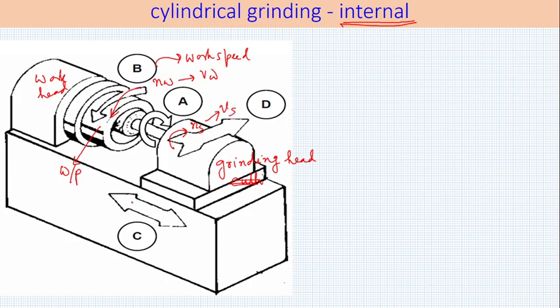What else do you have? You have this particular motion. This is the traversing motion, which is leading to longitudinal feed.